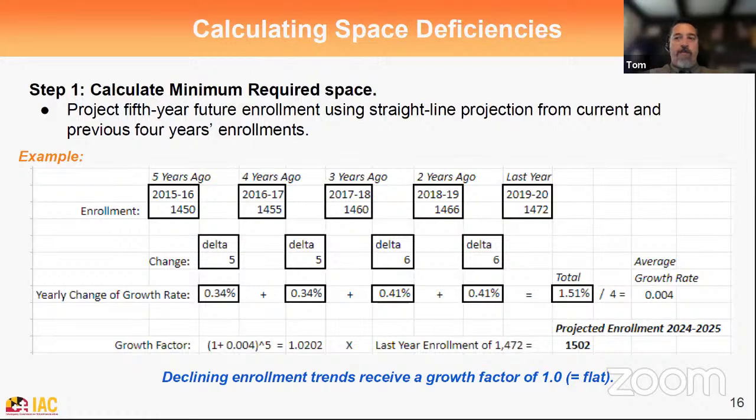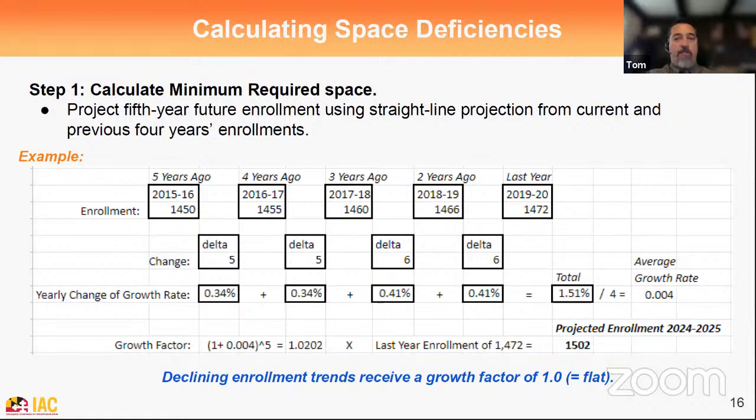In calculating deficiencies related to space, the first step is to project the fifth-year future enrollment. And we use the fifth-year future enrollment because the theory is it takes an average of about 5 years to plan, design, and construct new facility space. So we need to look at least 5 years out to identify the level of enrollment that's required.